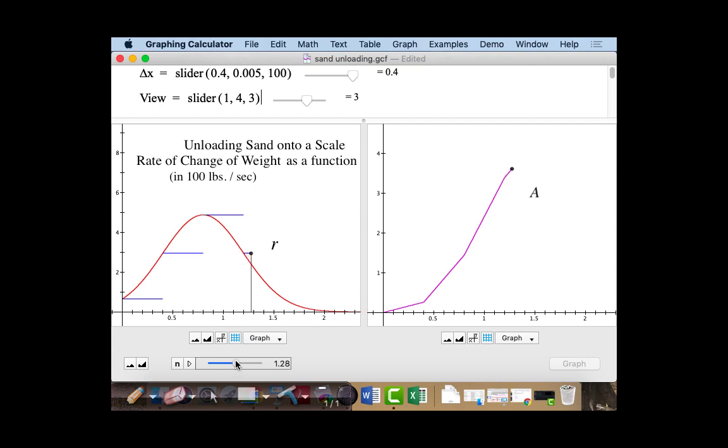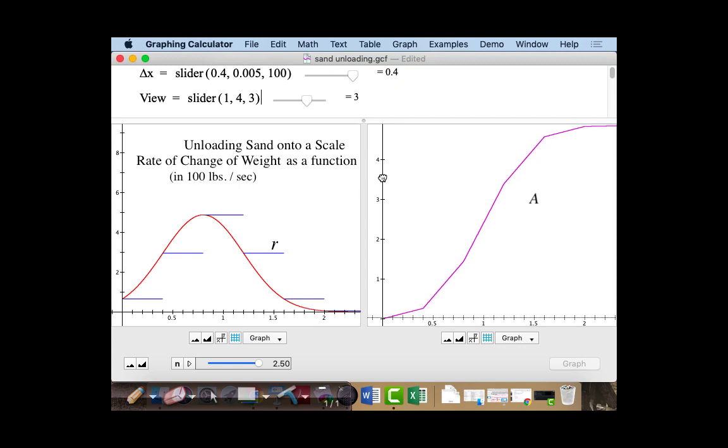But after this point, between 1.2 and 1.6, I'd have an accumulation of sand that seems to be going up more and more slowly. And then for the last segment that I can see, up through time 2, I'm just going to put it out to the end. There we go. This kind of levels off.